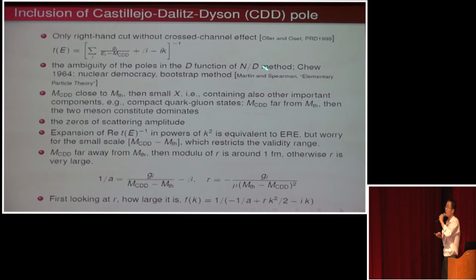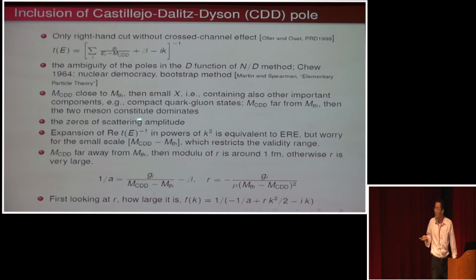If this is still hard to understand, I will say that the CDD pole is a zero of the amplitude T. Because you see, if E equals m_CDD, here it will go to infinity, and 1 over infinity is 0 of T. At that point, it's the manifestation of the elementary particles.